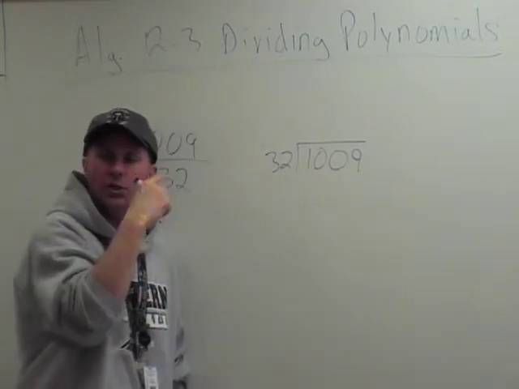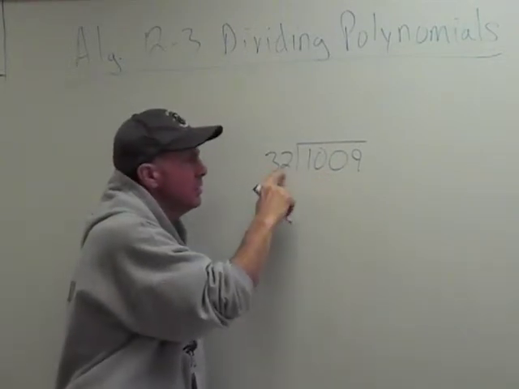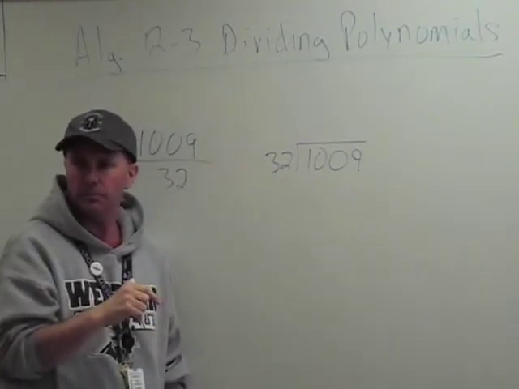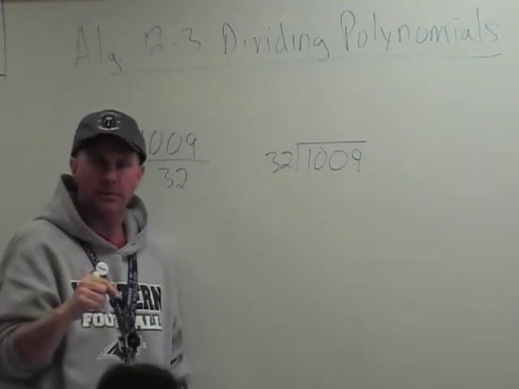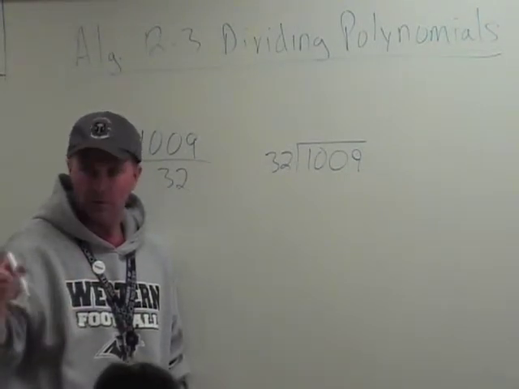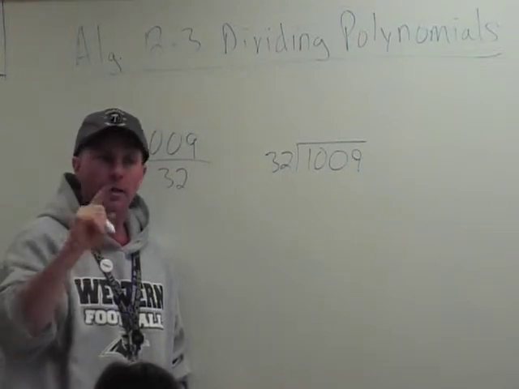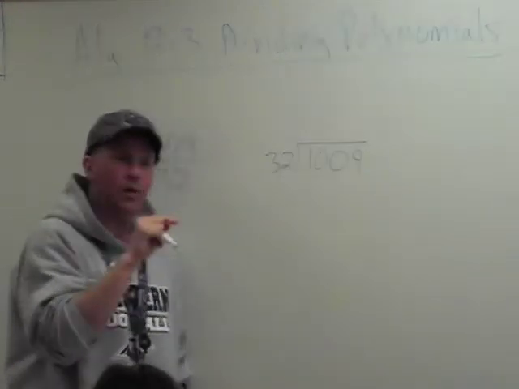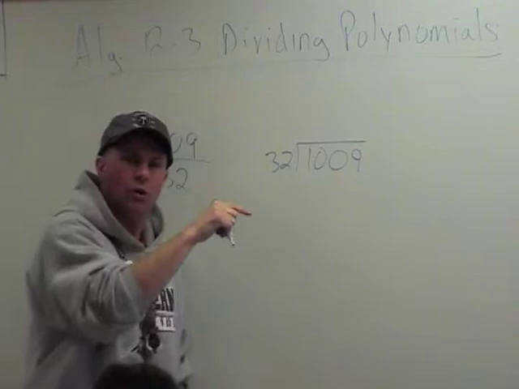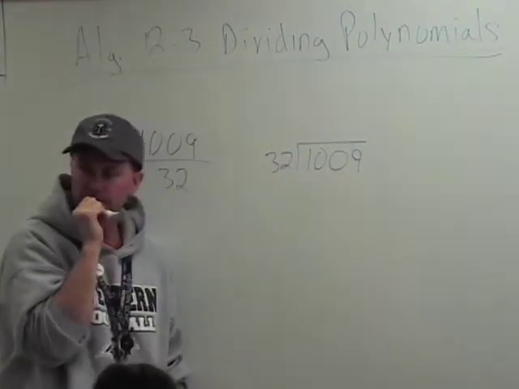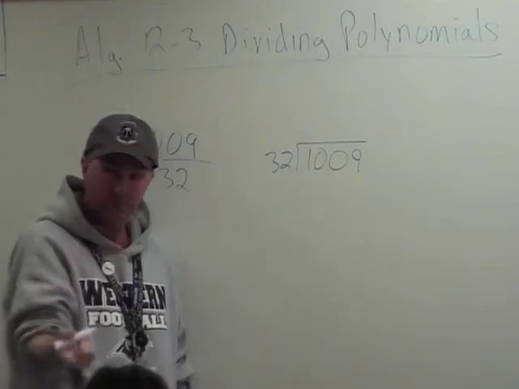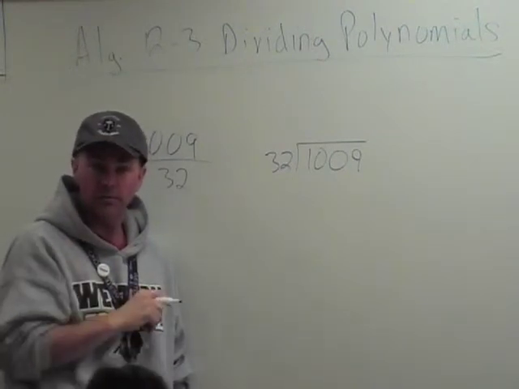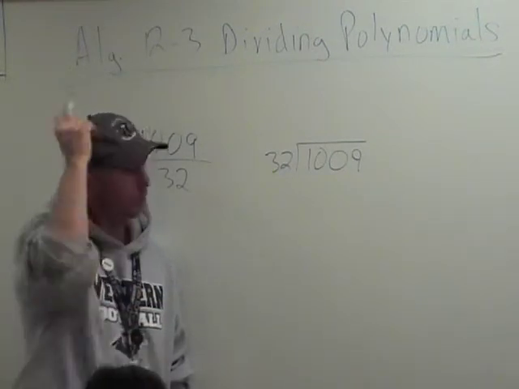Now, the question is, what are you doing in your brain to make you think this goes into 100? Multiplying. What are you multiplying? As many times as you can. How many 32s go into 100? Now, how do you know what to put up here? How many does go? What is the answer? 3.